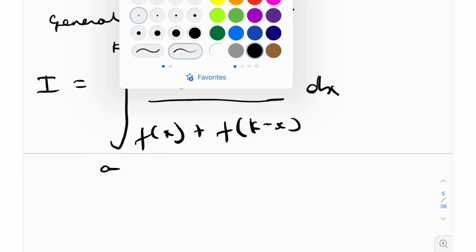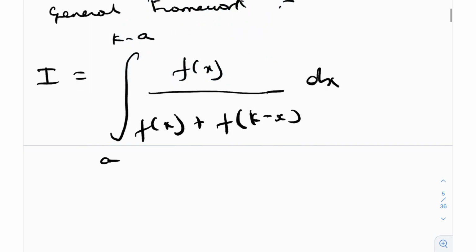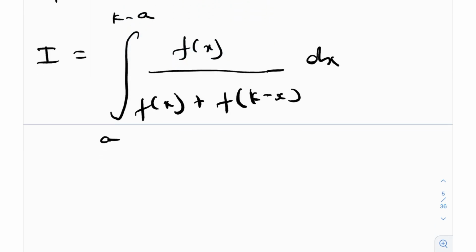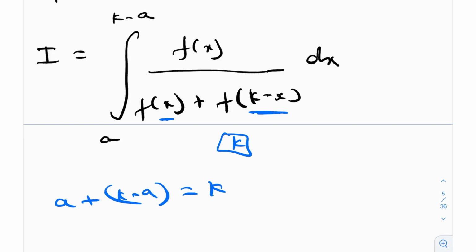What's the symmetry over here? What is the catch? Well, the catch is that if you check out the sum of the lower and the upper limit, the sum of the limits is basically k. Then you have this x over here, and this k minus x over here. This is also summing to k. So this is the symmetry that is involved, and when you have a case like this, you can very easily evaluate such integrals.